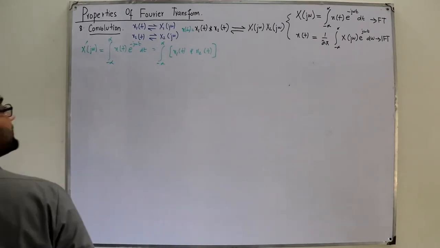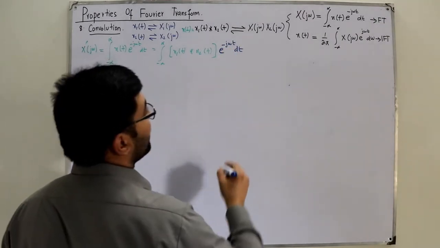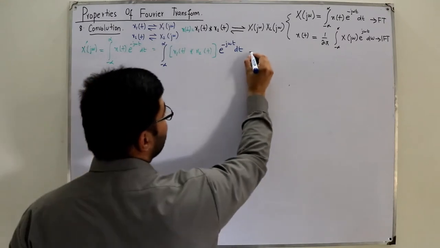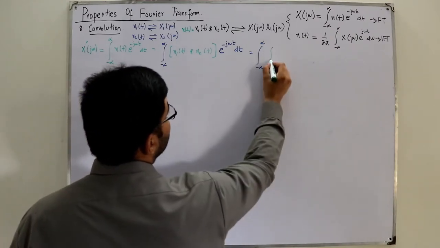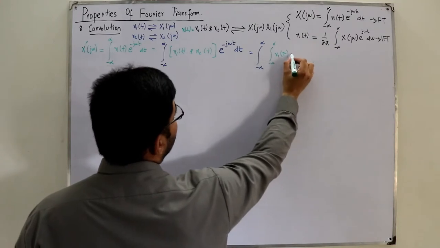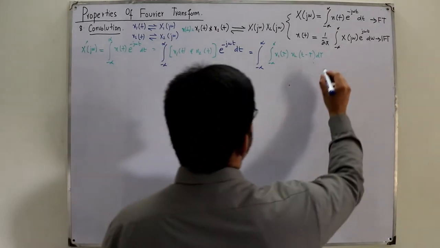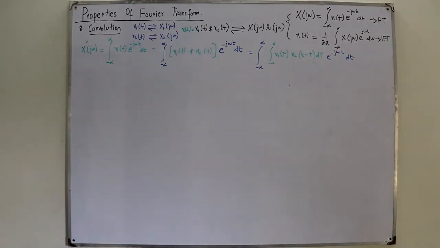So we have the integral from negative infinity to positive infinity, and the convolution of x1 and x2 is the integral from negative infinity to positive infinity of x1 of tau, x2 of t minus tau d tau, with the exponential of negative j omega t dt. Is that clear till here? It should be fine.